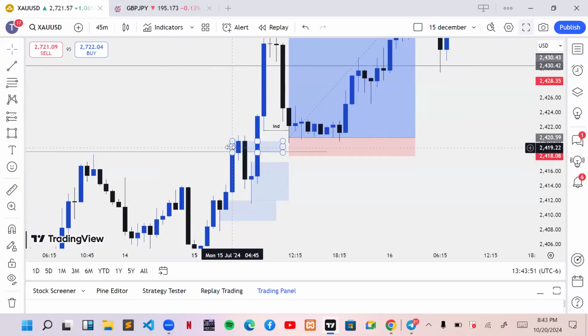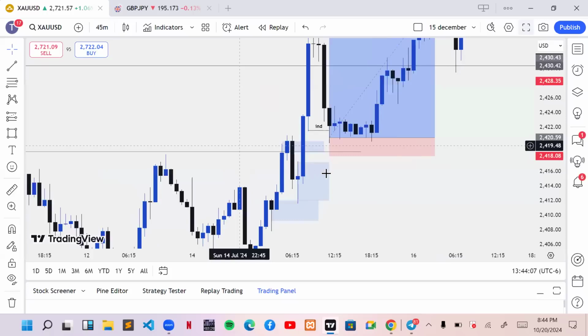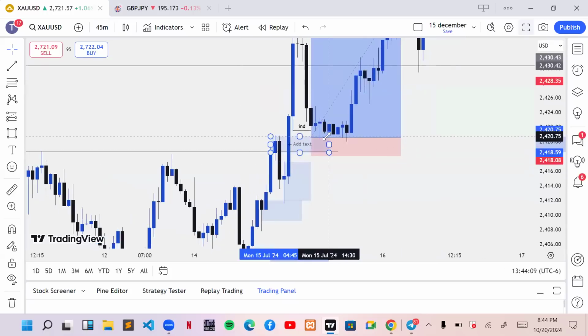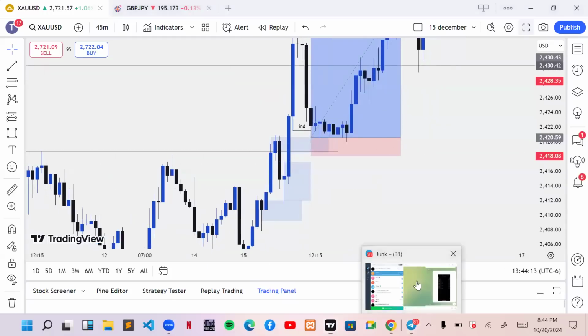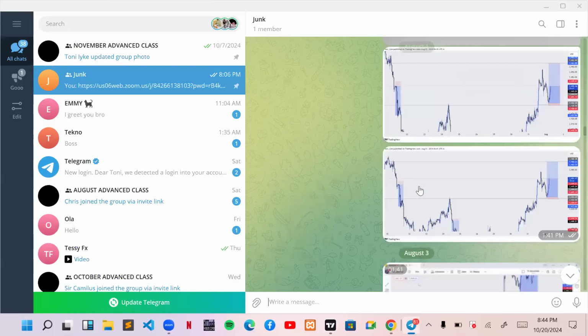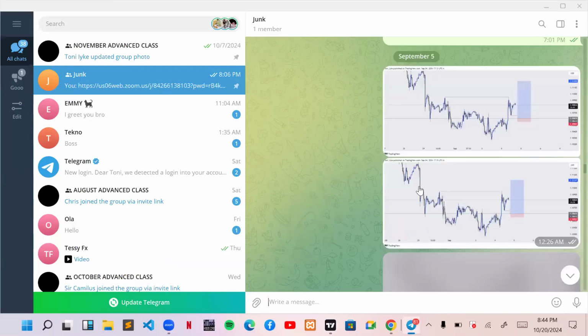This breaker block has not been tapped before after the shift of market structure or break of structure. The other block was also not tapped after the shift of market structure. But which point of interest are we going to use? The fourth rule, we pay attention to it. That should be the point of interest that is closest to liquidity. That was why this breaker block was used as entry here. And then when price started reversing, I think I have the trade for them. So let me see if I can find this.